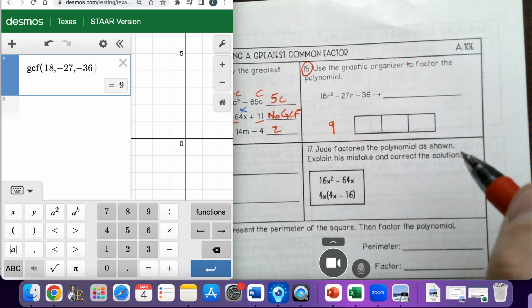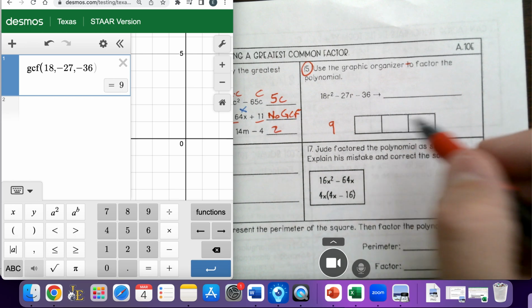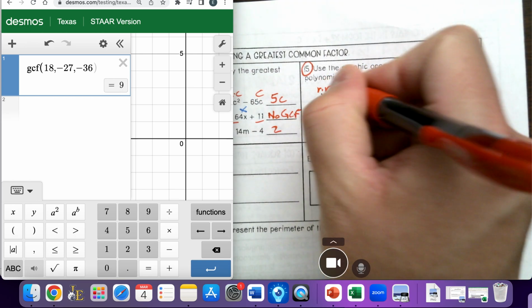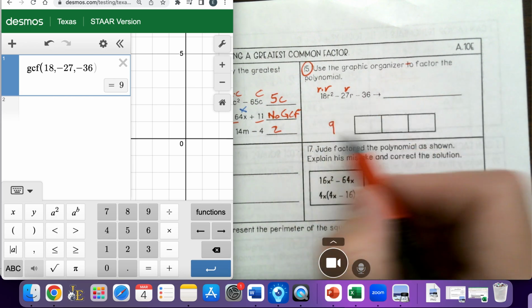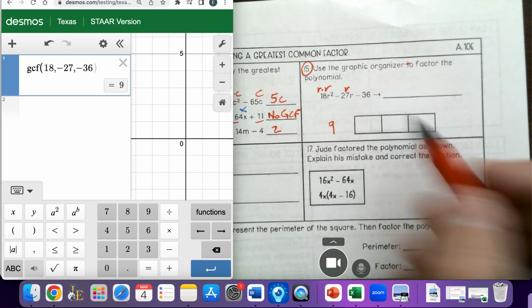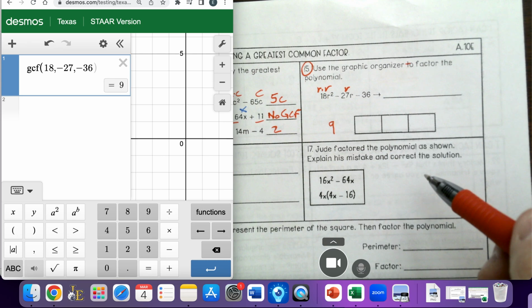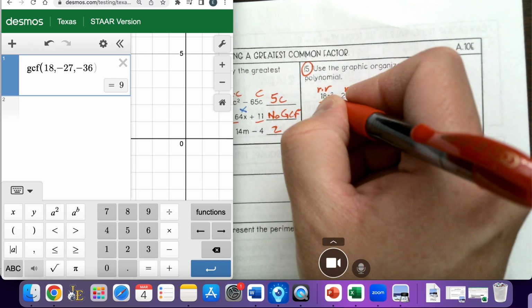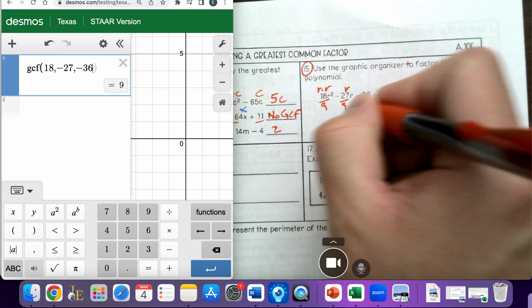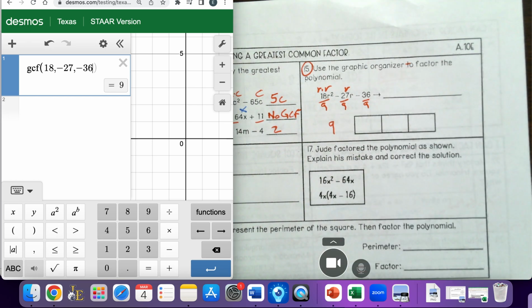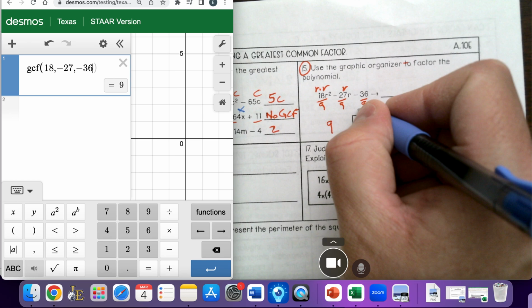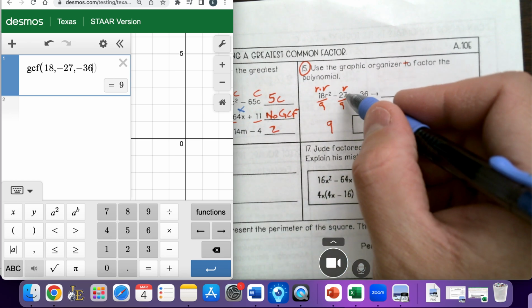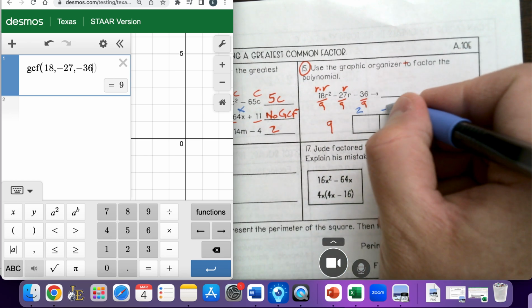So I can pull out a 9 here, and then we have an r times r, and we have an r, and we have no r. So I can't actually factor out any variables here. So I can only factor out a 9. So when I factor out a 9, it's like dividing these coefficients by a 9, and that constant by 9. And so what's 18 divided by 9? That's 2. So we would have a 2 here. Negative 27 divided by 9 would be a negative 3. And then negative 36 divided by 9 is a negative 4.